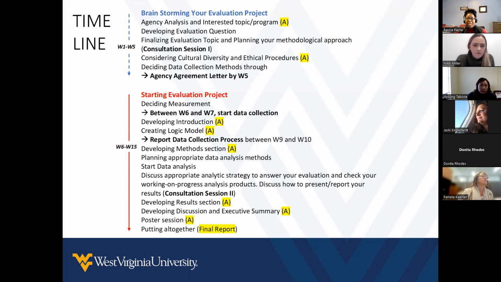And so I think that's important to emphasize that depending on the instructor and what avenue you're taking the course, it will depend on this timeline a bit. And so when we think about the starting evaluation project, the data collection process happens between week 6 and 7. This is a detailed timeline to give you a working idea of what the project should look like as far as the moving parts and what will be expected of you as it relates to the students in the space.